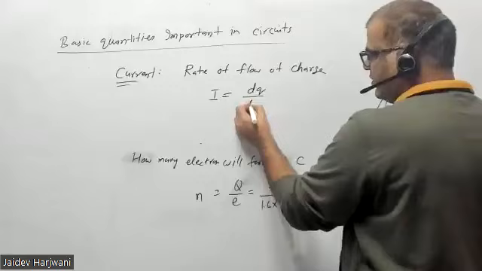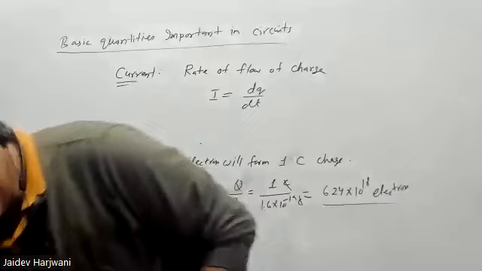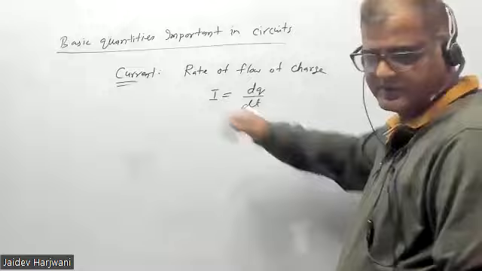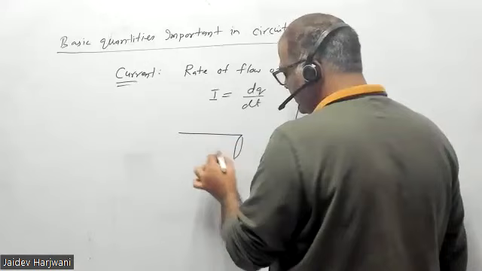Now, how is current set up in a conductor? Because here we are mainly going to discuss devices and conductors. So first we'll see how current is set up in a conductor. For example, you have a conductor. I'm just drawing a cylindrical conductor for simplification.